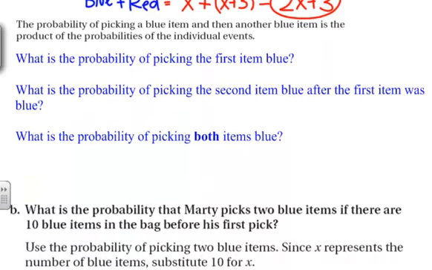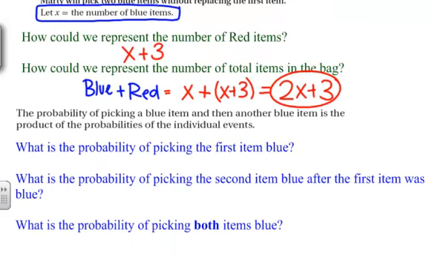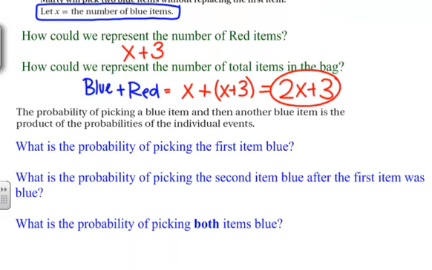It says the probability of picking a blue item and then another blue item is the product of the probability of the individual events. So what is the probability of picking the first one to be blue? Well, if I told you there were 4 items in the bag and only 1 was blue, it would be 1 out of 4. So we can use what we wrote down up here. X is the number of blue items, and 2x plus 3 is the total. So the probability of picking a blue one is x out of 2x plus 3.